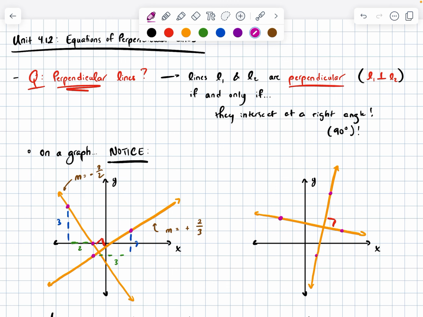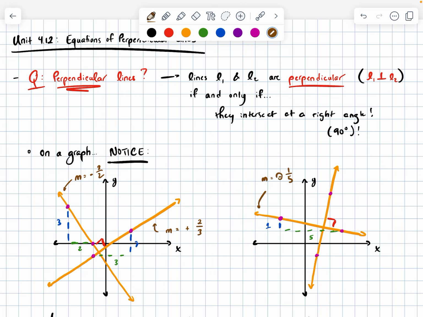Well, I've got 2 points there on my increasing line, 2 points there on my decreasing line. Again, counting rise and run. So I've got a rise of 1 and a run of 5. So this guy has a run of 5, a rise of 1. It's a decreasing line. So notice its slope is going to be negative 1 over 5.